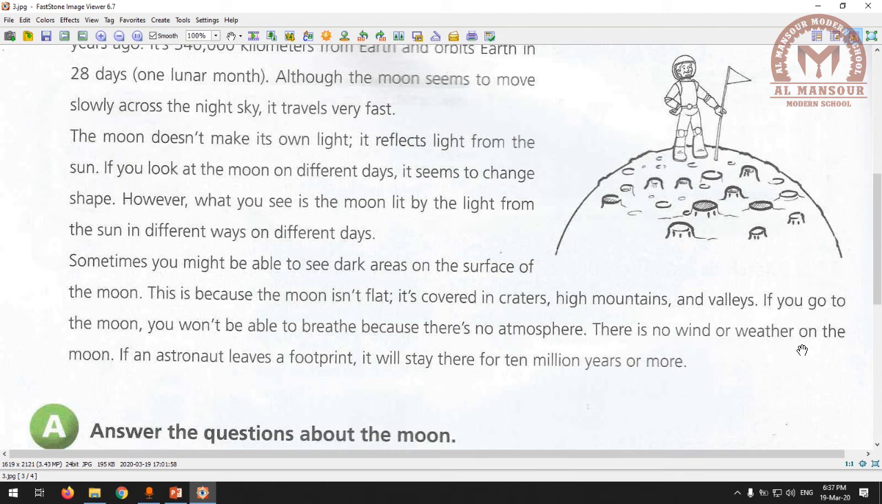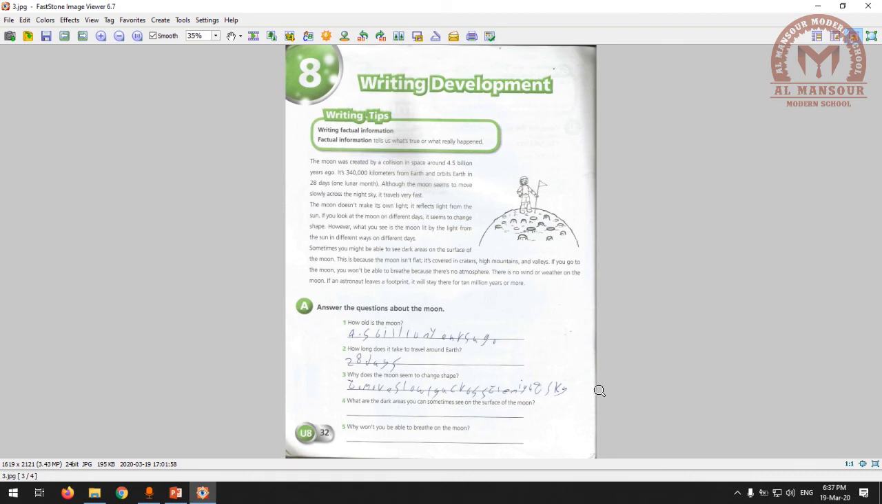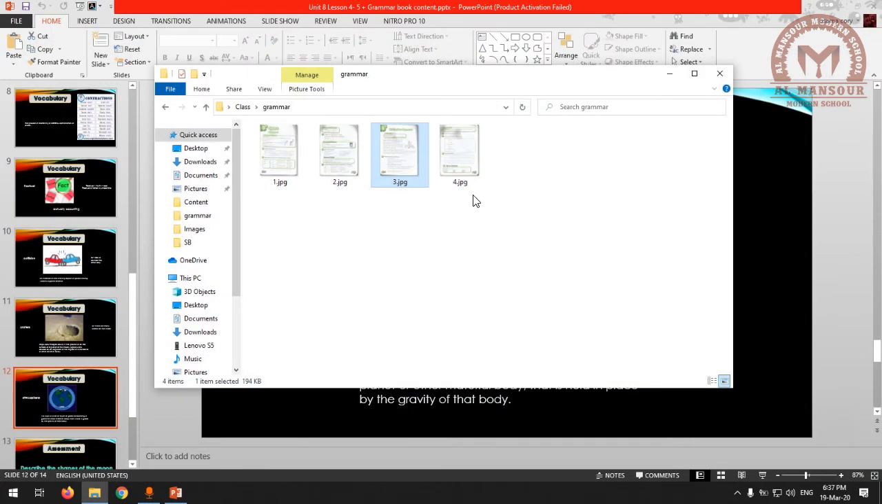There is no wind or weather on the moon. If an astronaut leaves a footprint, it will stay there for 10 million years or more. Wow, this is interesting, okay? So you have to finish the rest of the pages by yourself, page 32 and page 33.